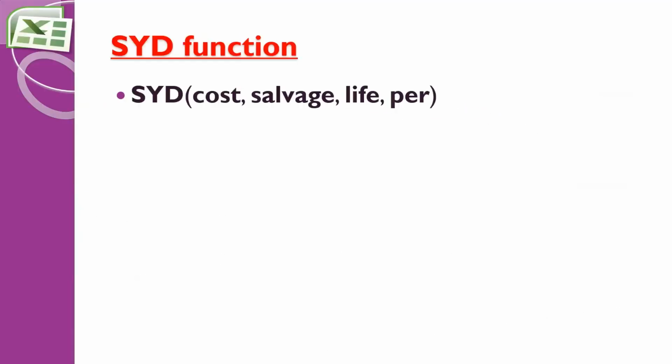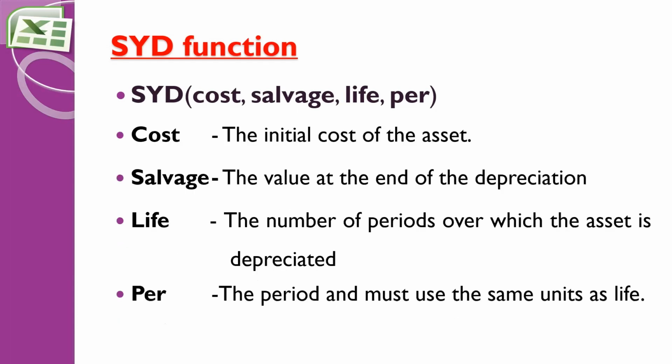Let's see the syntax for the sum of years digit method. Here we are going to put the cost, salvage value and life, the same as the SLN method. Then we are going to incorporate per. The per means the period, and it must use the same units as the life.